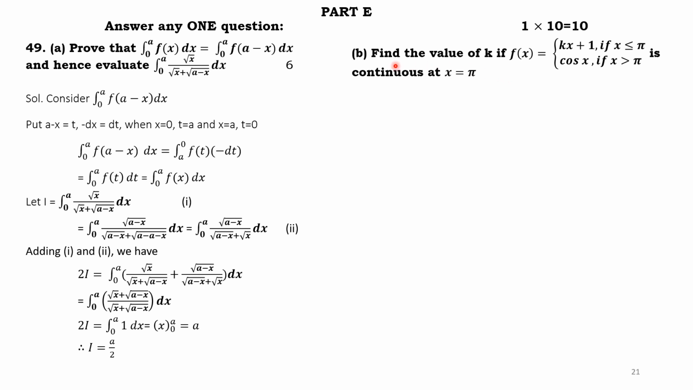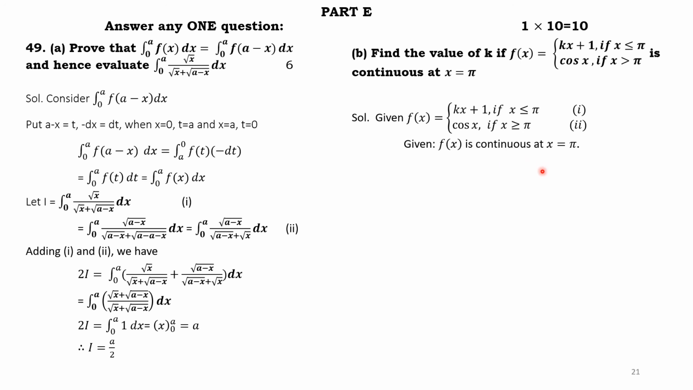So we are required to find the value of k if f of x equals kx plus 1 if x is less than or equal to pi and cos x if x is greater than pi, is continuous at x is equal to pi. Therefore, the given equation is copied as it is, with the condition that f is continuous at x is equal to pi. Now we have to take the left hand limit. Left hand limit of f of x is equal to left hand limit of kx plus 1 because it is given. That is equal to k pi plus 1 because x is equal to pi.